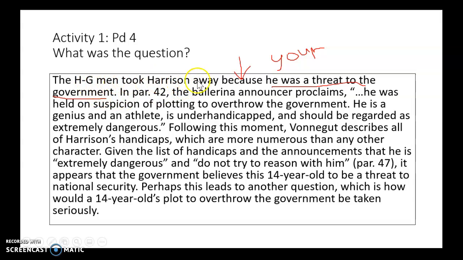Why did the HG men take Harrison away? The HG men took Harrison away because. And then everything after this because was your answer. It was your reason. It was your thought. It did not come from the text. It was inferred from the text.